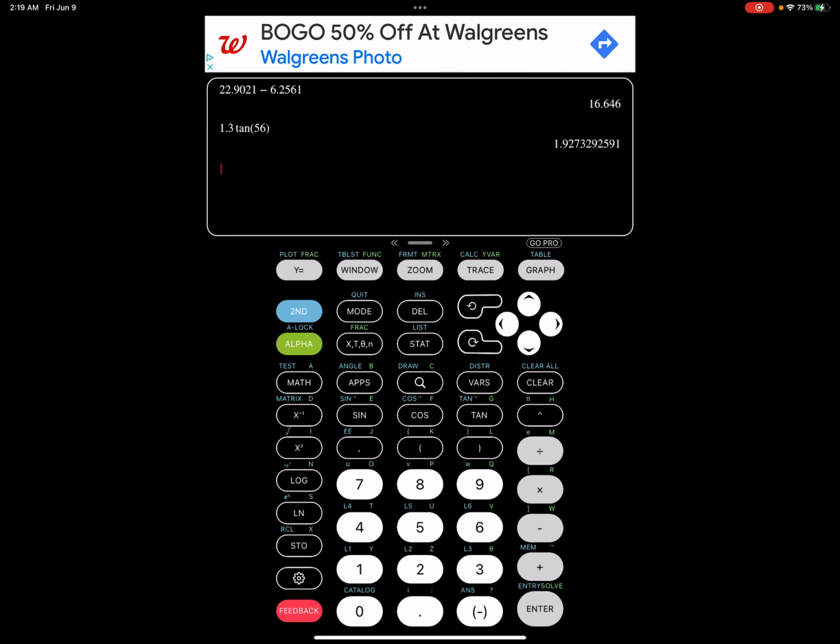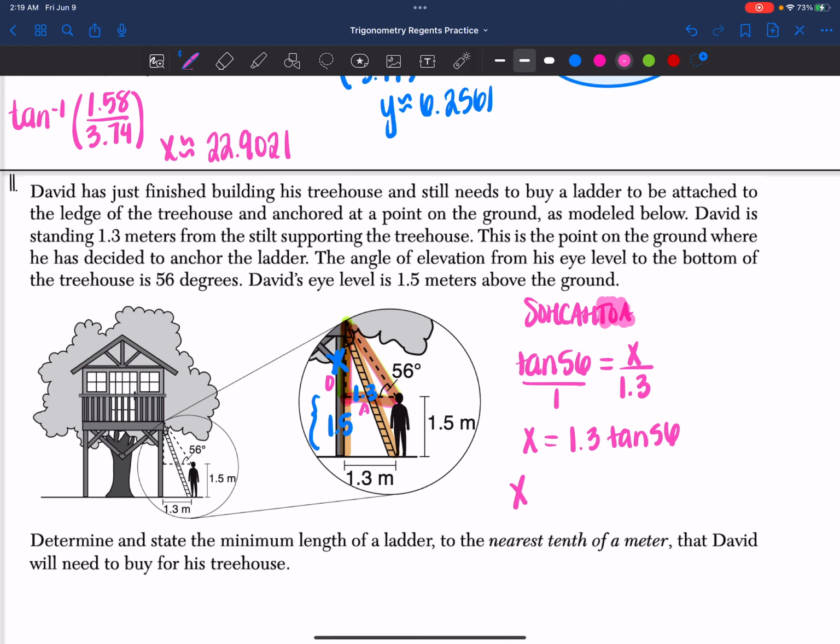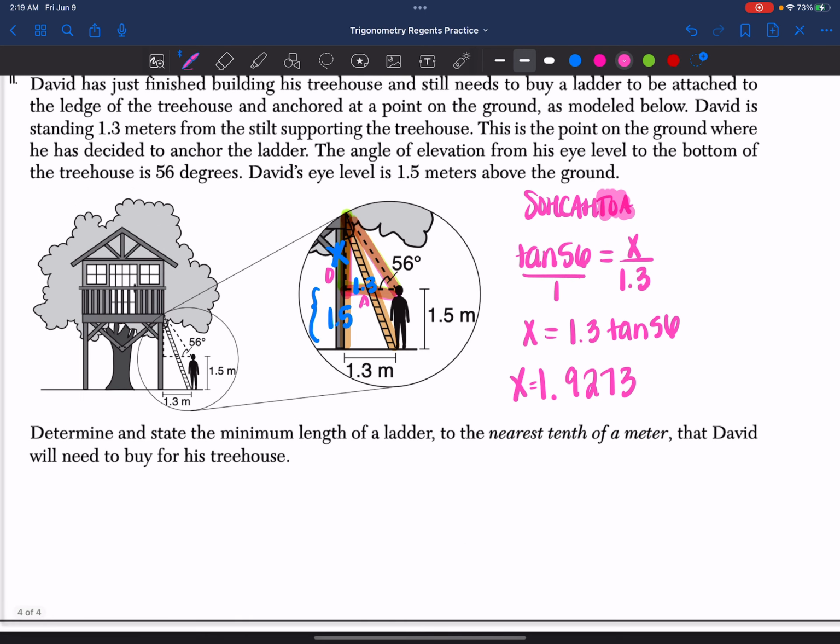1.3 tan of 56. And that's going to be 1.9273. And remember, I'm somebody that gives myself wiggle room, so I'm not rounding until the very end. So x is equal to 1.9273. So that means that this little piece here plus that 1.5 will give me the side that I want.